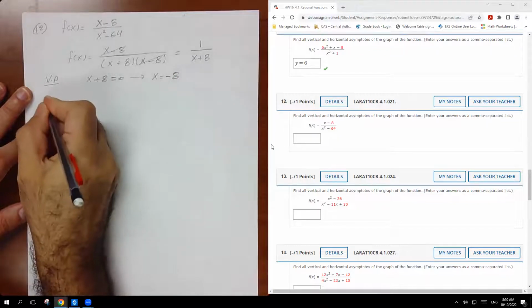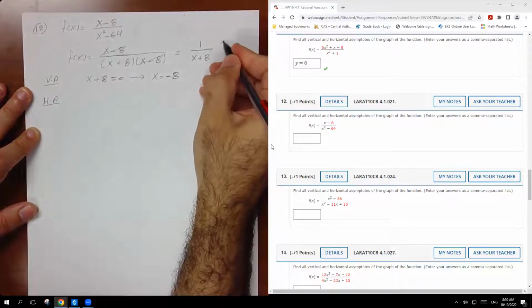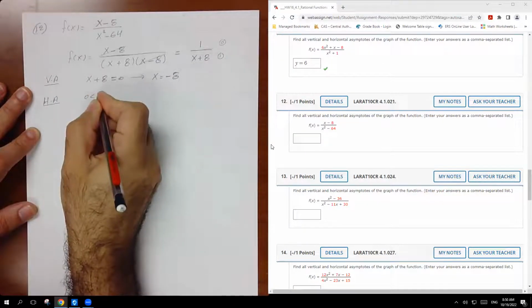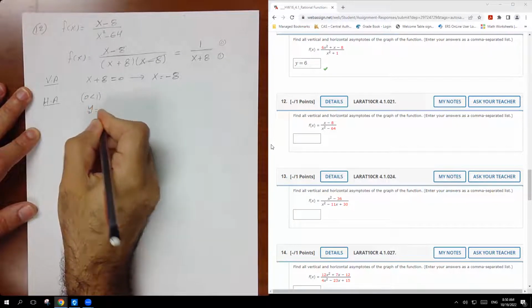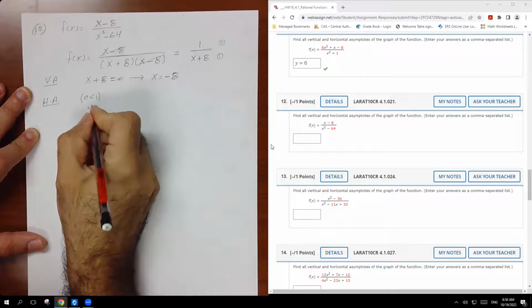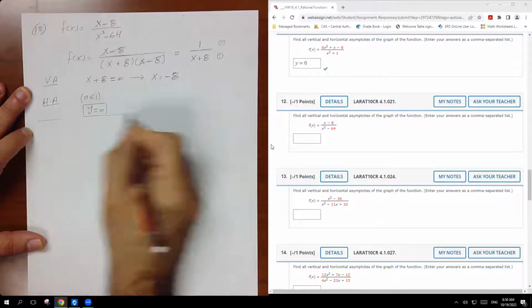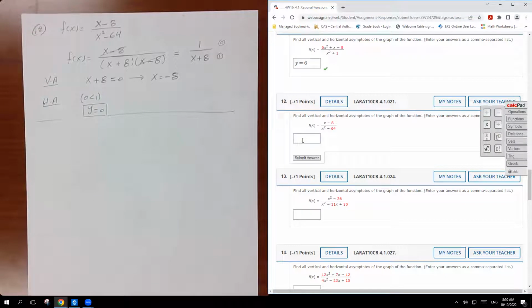And the horizontal asymptote, the exponent on the top is 0. The exponent on the bottom is 1. 0 is less than 1. That means our horizontal asymptote is y equals 0. That's it for this example. So we're going to type here x equals -8 and y equals 0.